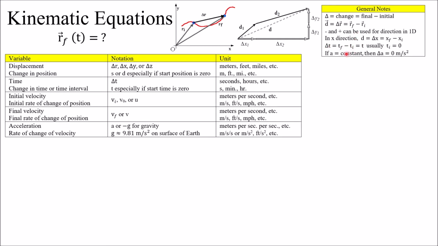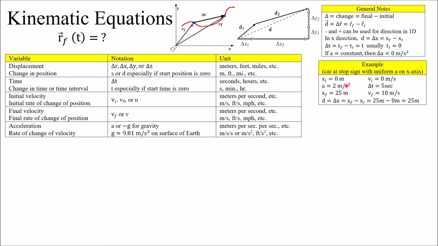And then most importantly, we're going to make the assumption that our acceleration is constant. In other words, there is no change in acceleration. The change in acceleration is 0. I'm accelerating at a constant rate. And when we make that assumption, some awesome things happen. And so we end up with this equation that we'll see in a second.